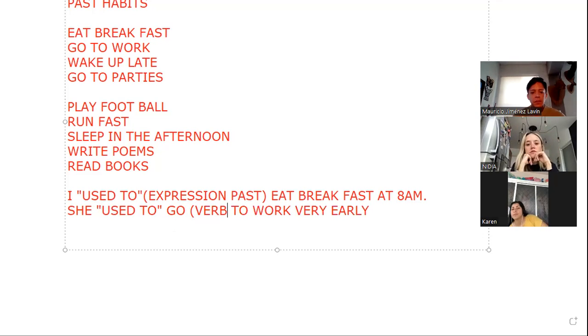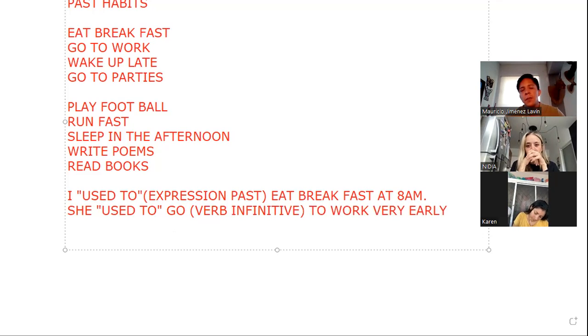So one more time, I have the expression used to, and then I have to use the main verb. Now this verb is in infinitive. I mean, it doesn't have any expression in past. Why is it not in past? Used to go, I'm sorry, used to go to work. Why is it not in past? Because we already have the direction of something that you did in the past.